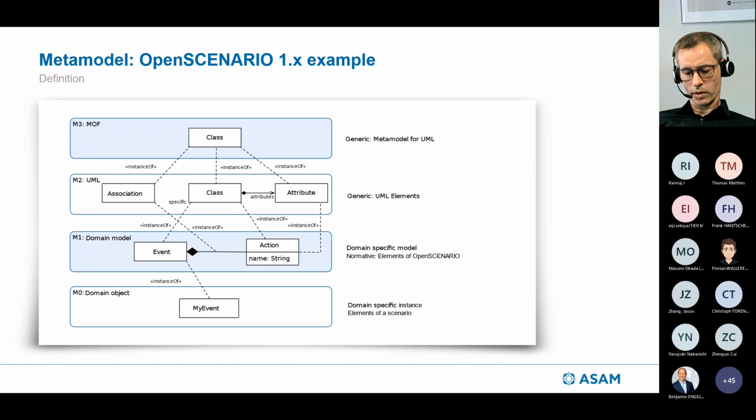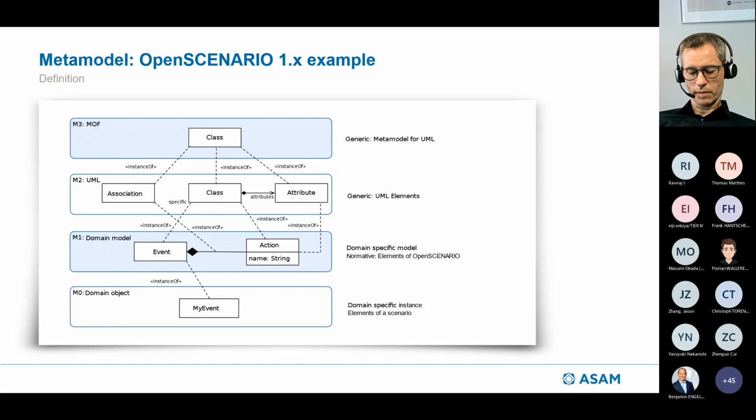you probably use my event that you call your event, and that my event is an instance of the domain model, which is represented by our OpenSCENARIO UML model, and also by its generated XSD. So my event is then an instance of an event, which is a class in our OpenSCENARIO model, as well as actions, and an event has actions, and an action has properties or an attribute and everything like that.